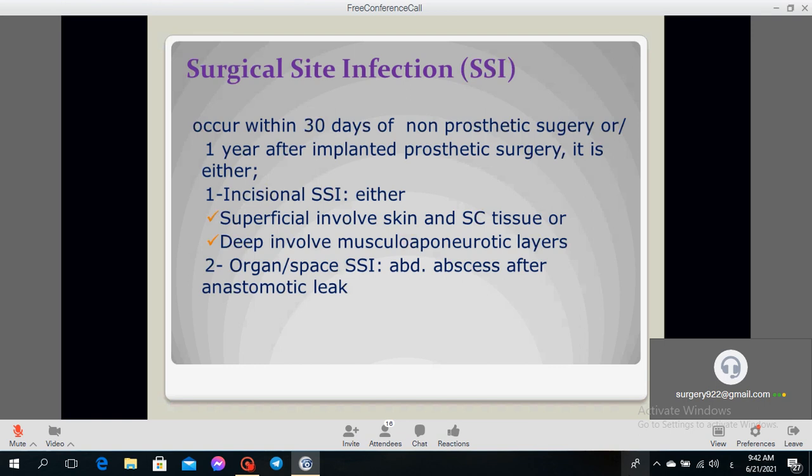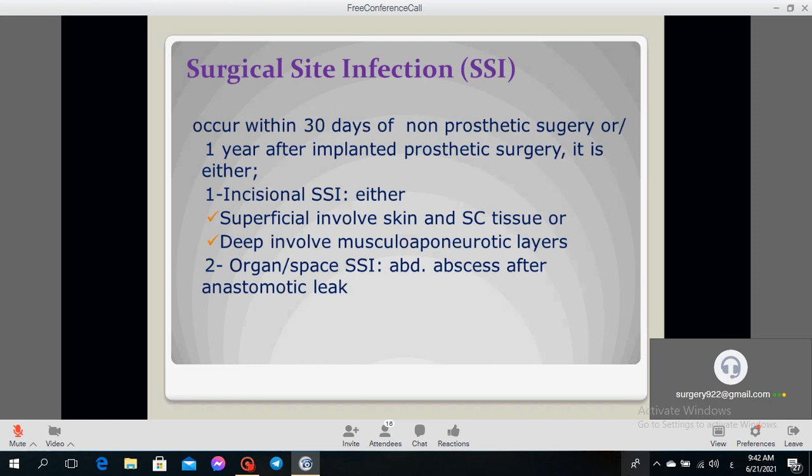Okay, this is a prosthesis or bypass prosthesis for aortic surgery. All of these are considered clean. So surgical site infection within the first days of this surgery, or within 1 year after implant of prosthetic material, this we call surgical site infection.